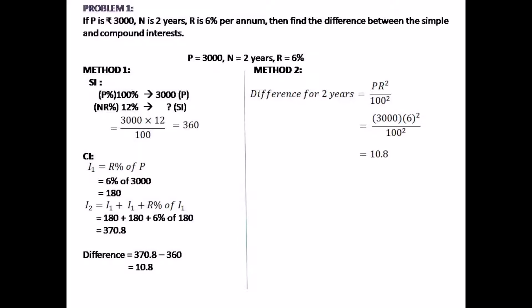Now let's solve by the second method. Difference for 2 years equals PR square by 100 square. That is 3000 into 6 square by 100 square, gives the difference as 10.8.